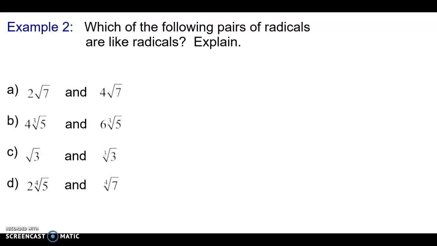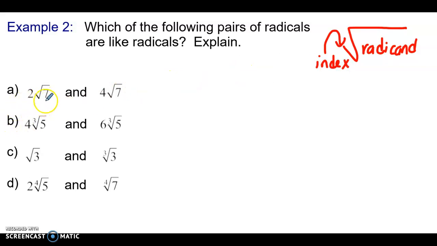Section 4.2, Example 2. Which of the following pairs of radicals are like radicals? In order for two radicals to be considered like radicals, there are two conditions that must occur. The number inside the radical, the radicand, must be the same, and the index, the small number outside the radical symbol, must also be the same.